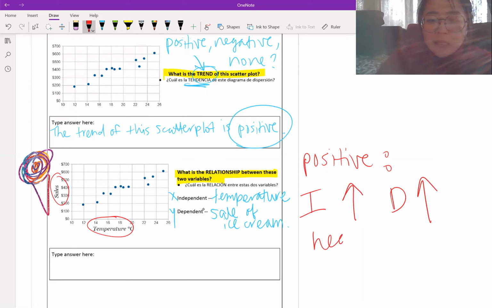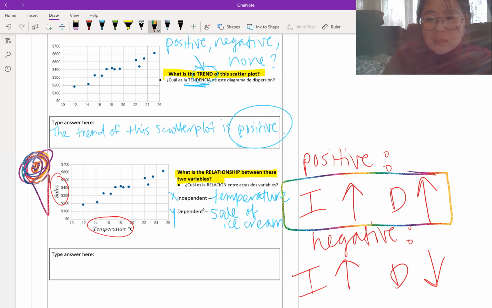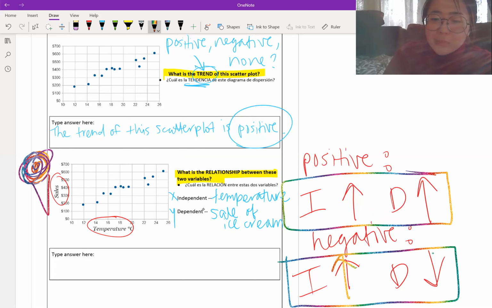When the trend is negative, as the independent variable increases, the dependent variable decreases. So if you notice, with positive, they both increase. With negative, it means the opposite. As the independent variable increases, the dependent variable decreases. So if you look at this, we know it's positive.